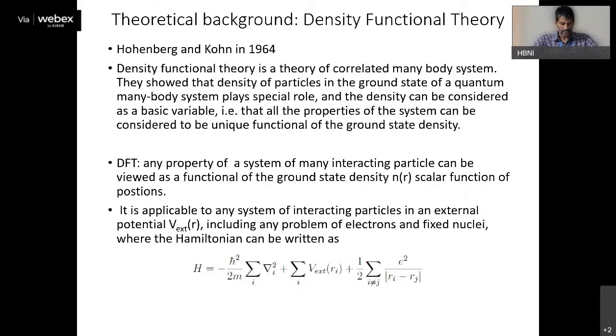With this, it is applicable to any system of interacting particles in an external potential, including any problem of electrons and fixed nuclei. And now the Hamiltonian can be written as: you have a kinetic energy term, then you have an external potential, which is basically due to all the nuclei, etc., and then this is the electron-electron interaction.